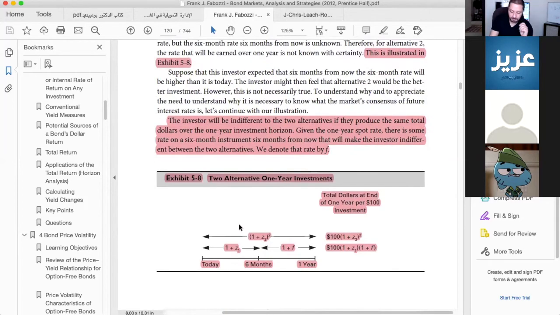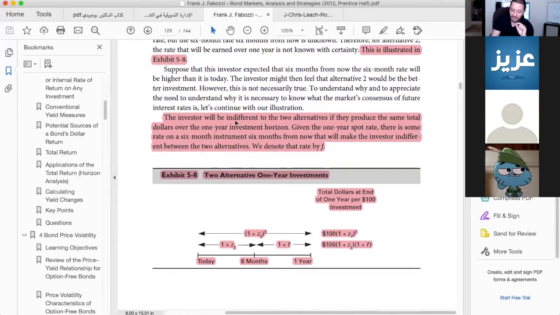So let's continue. The investors would be indifferent to the two alternatives if they produce the same total dollars over the 1 year investment horizon. Given the 1 year spot rate, there is some rate on a 6-month instrument 6 months from now that will make the investor indifferent between the two alternatives. So we denote the rate by F. The Z is for the spot rate, while the F is for the forward rate. So we have already computed the Z, and we are trying to guess what would be the F.